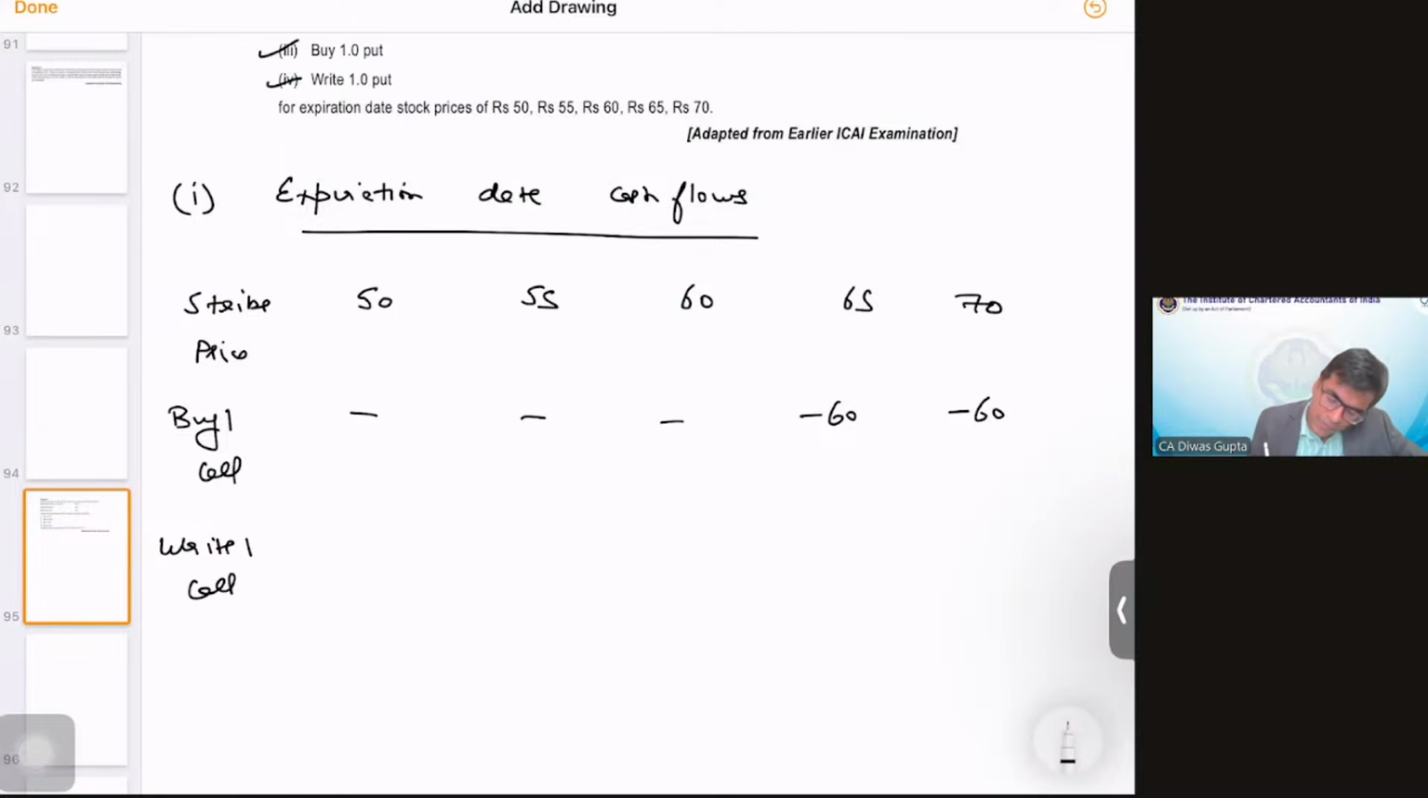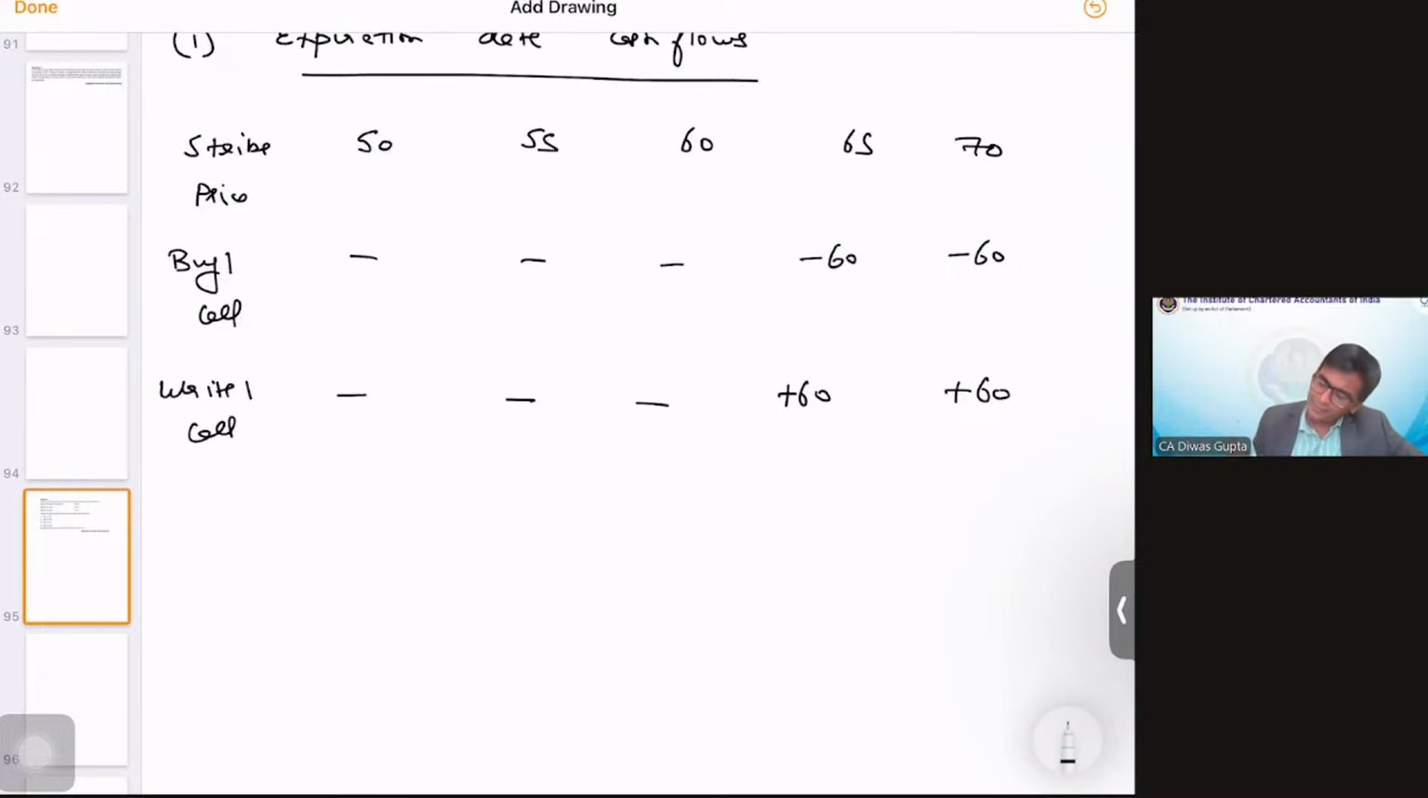One call. So if we are writing one call, that means we are selling the right to buy. If we are selling the right to buy, that means we have to buy the stock today, right? Which is nil, nil, nil here. If we buy the stock today, the cash inflow will be there of 60 rupees. Clear?